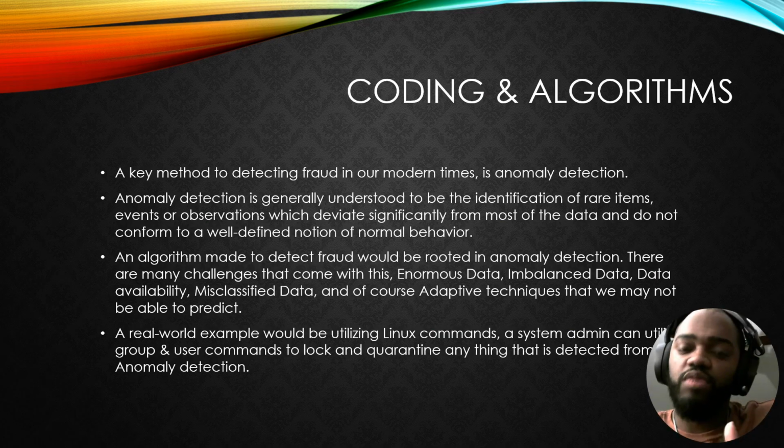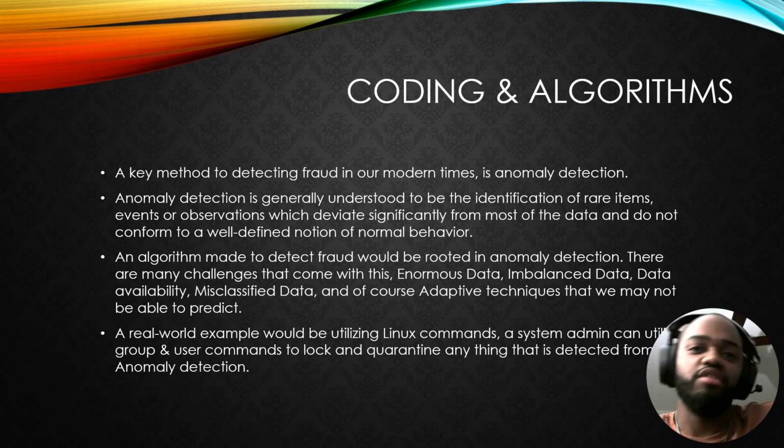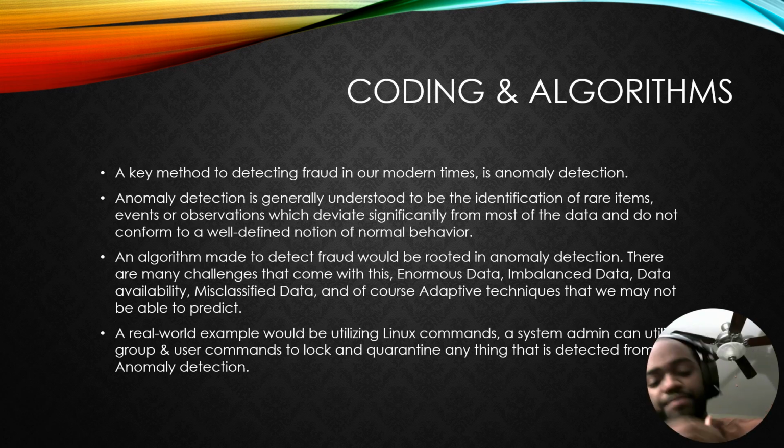So, as I spoke about earlier, a definitely different modern technique, which wasn't there maybe 50, 60 years ago, but then again, how long has the credit card system been around? We have things like algorithms, and on the coding side, we have anomaly detection. Anomaly detection is generally understood to be the identification of rare items, events, or observations which deviate significantly from most of the data and do not conform to a well-defined notion of normal behavior.